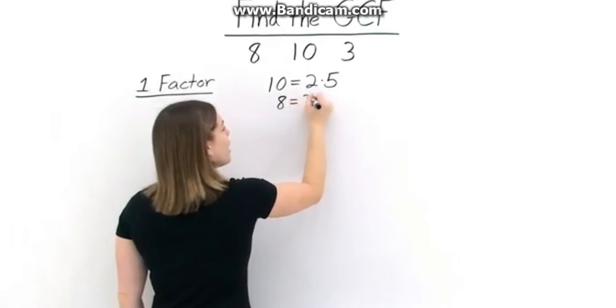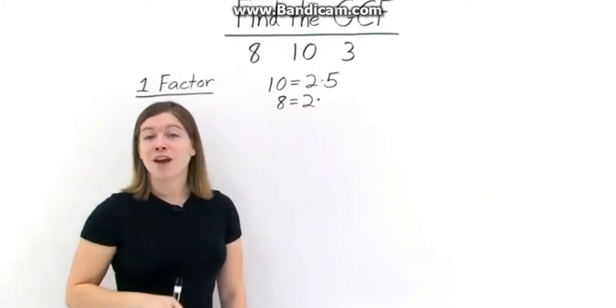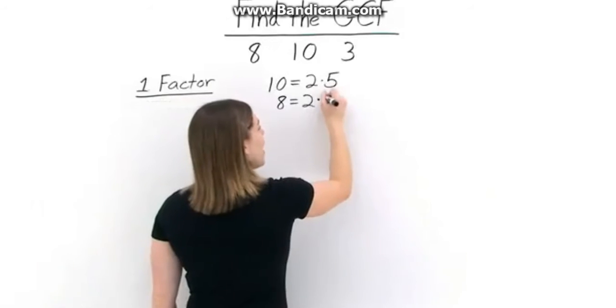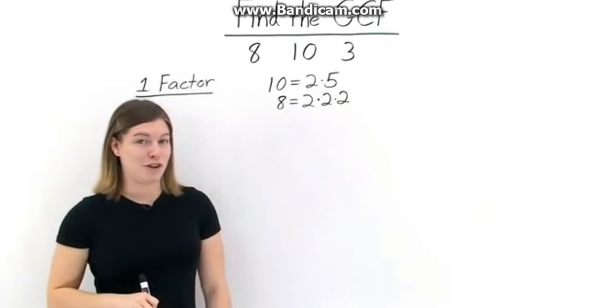8 is 2 times 4. 2 is prime, but 4 is not. So we need to factor 4. 4 is 2 times 2. So 8 can be factored into the prime factors 2 times 2 times 2.